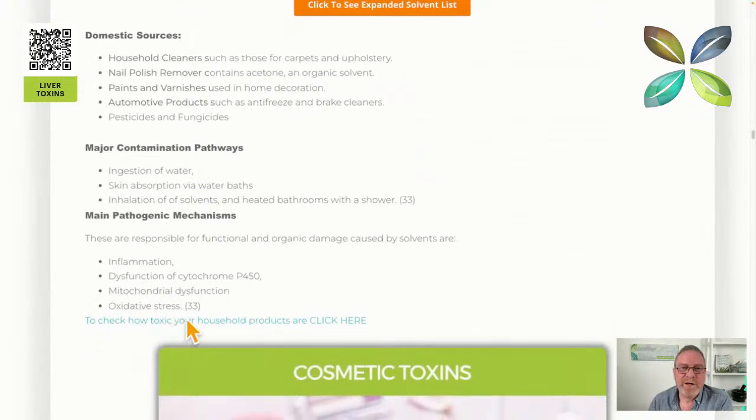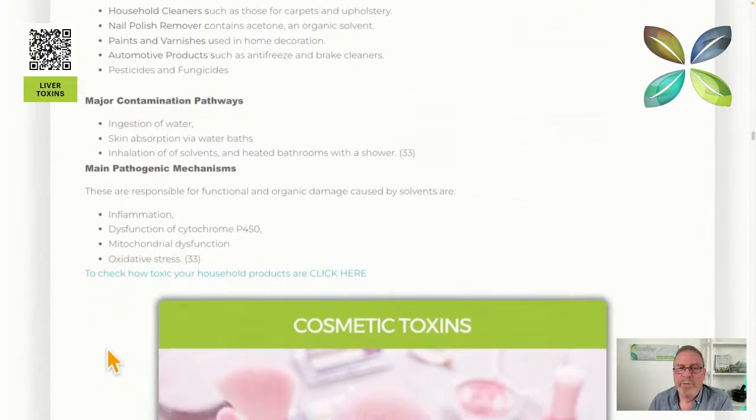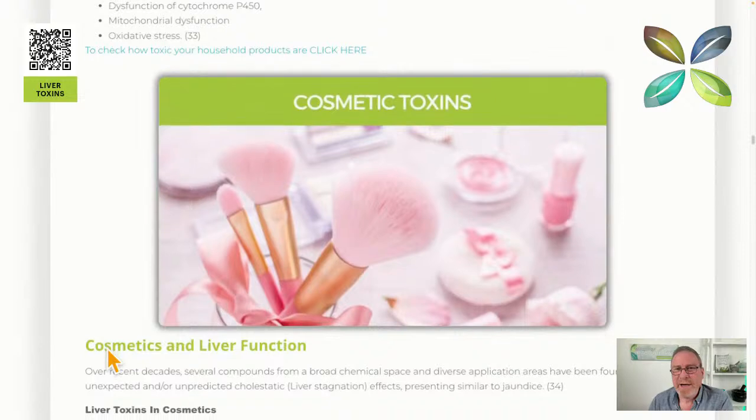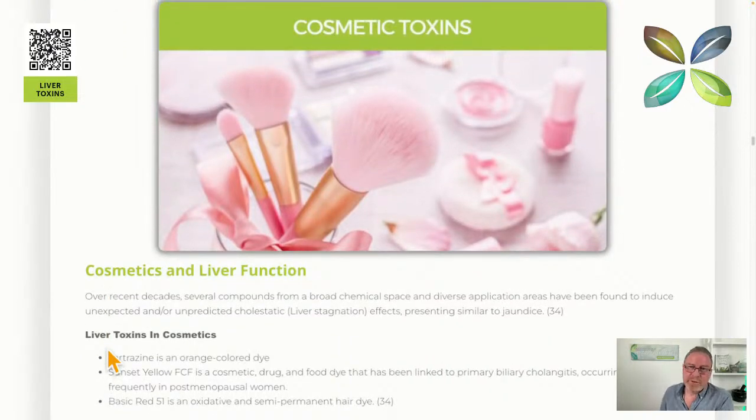And there's also a list available there, so you can look at your common household products, and that'll give you a bit more detail on those. Next category. Now, these are also liver toxins. So we're specifically focusing on toxins that affect your liver function.